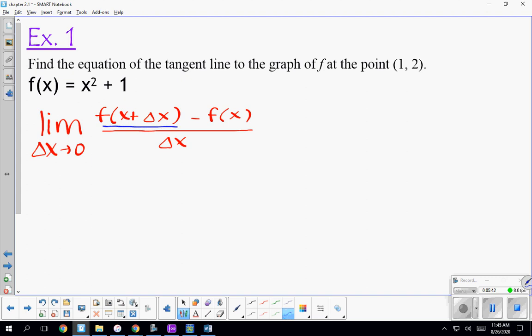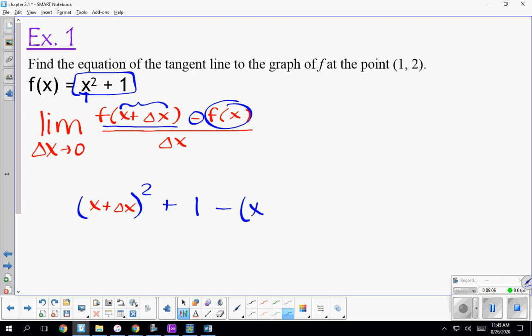So first, we need to find f of x plus delta x. And all that means is we're going to take this and plug it in any place we see a variable in the function. So instead of x squared plus 1, we're going to have x plus delta x squared plus 1. Then we're going to subtract the original function. And the original function is this entire thing. In the denominator, we have delta x.